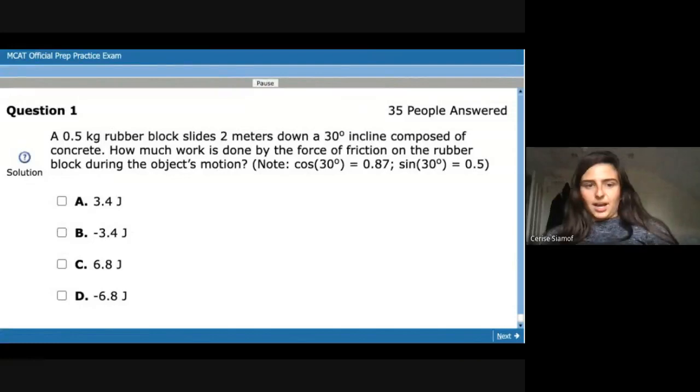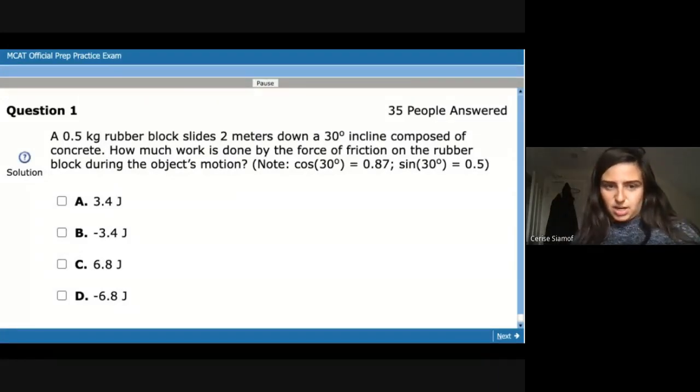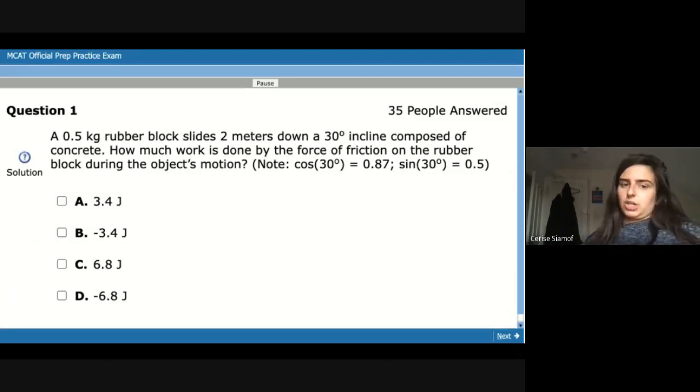Sorry about that. Okay, so the first question is a 0.5 kilo rubber block slides 2 meters down a 30-degree incline made of concrete and asks how much work is done by the force of friction on the rubber block during the object's motion. If you want to drop your answers. Okay, so far there's one D. Anybody else?